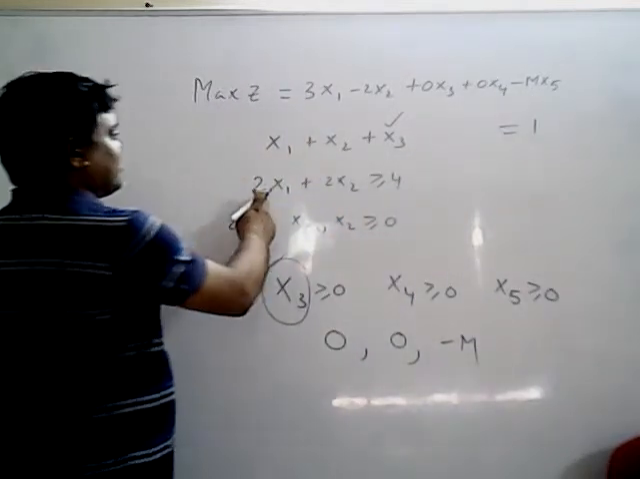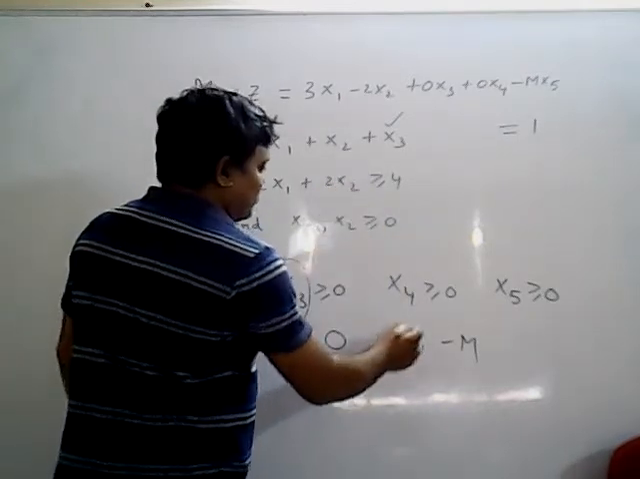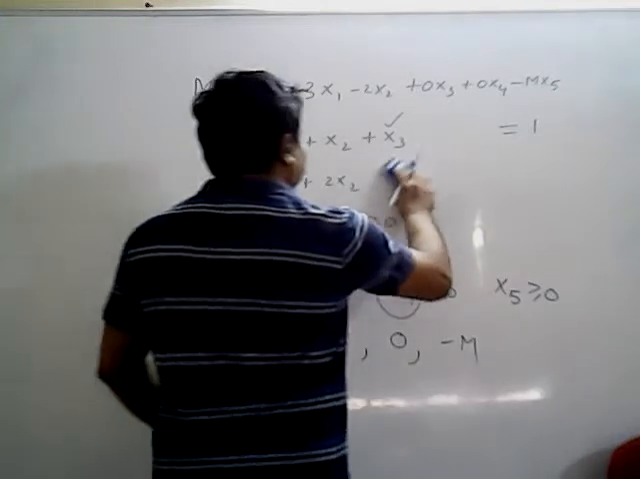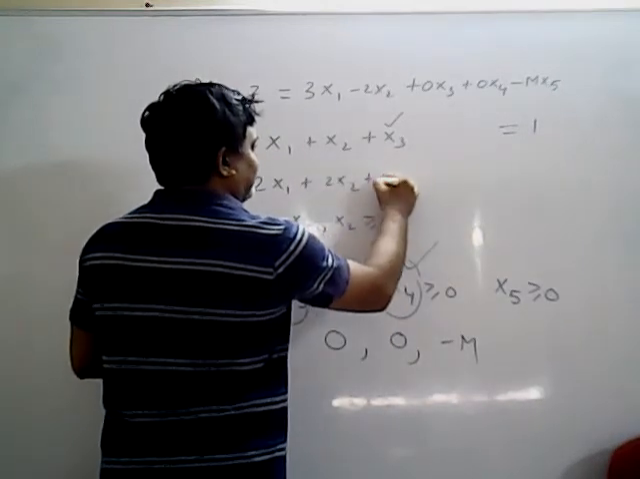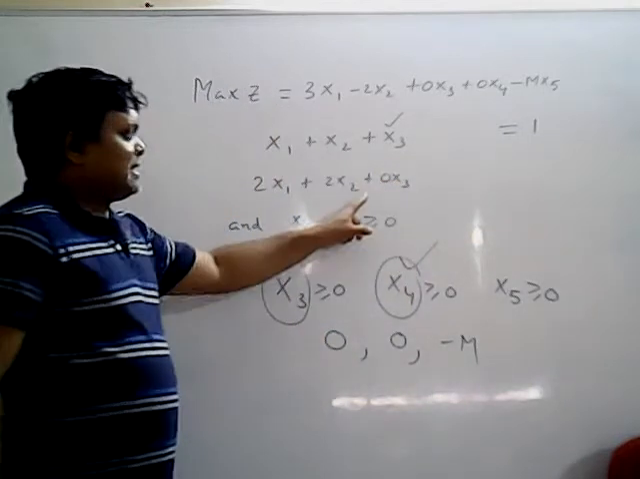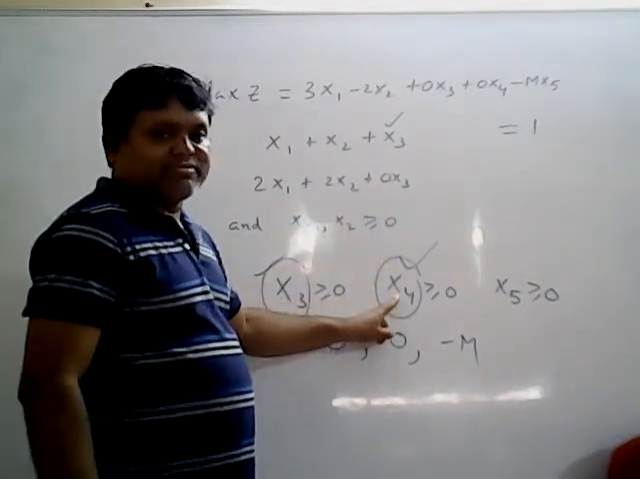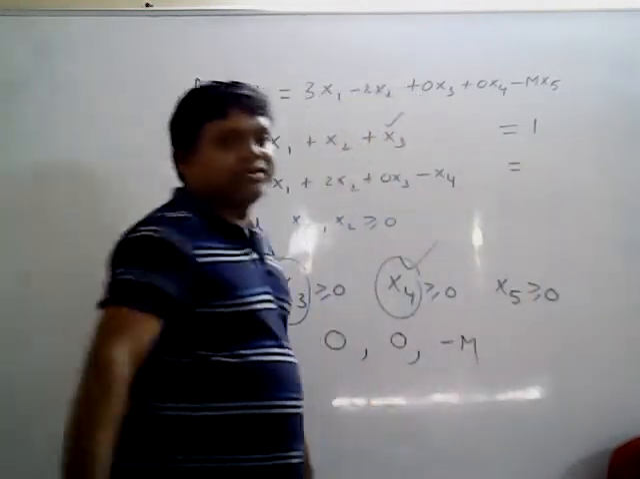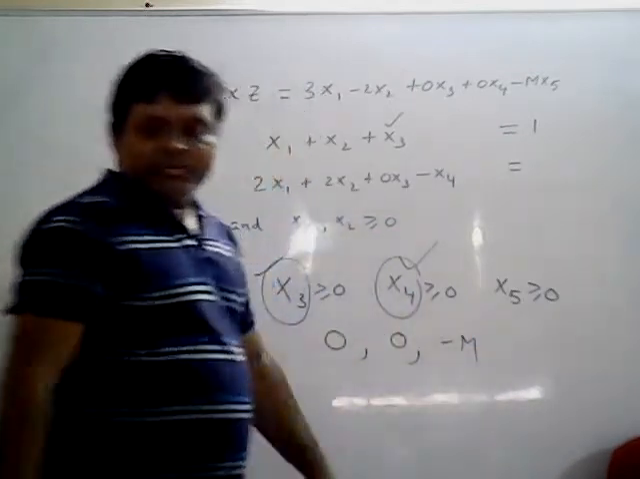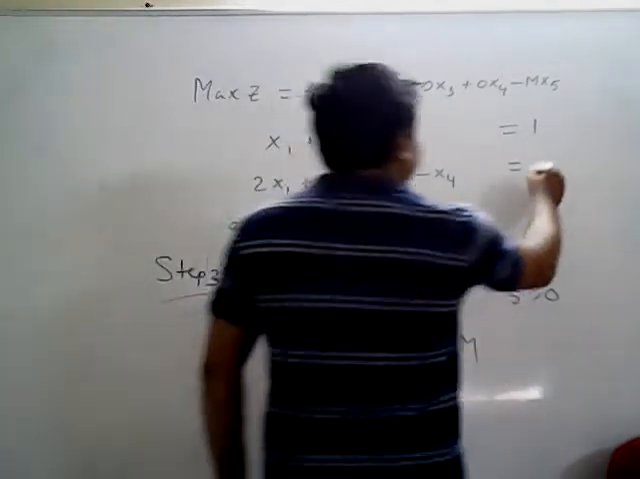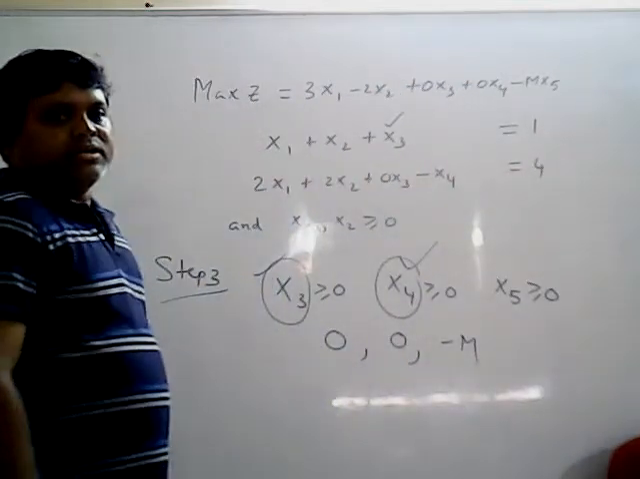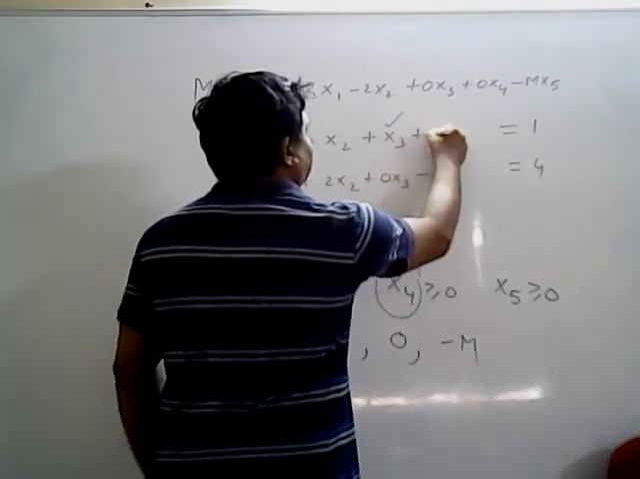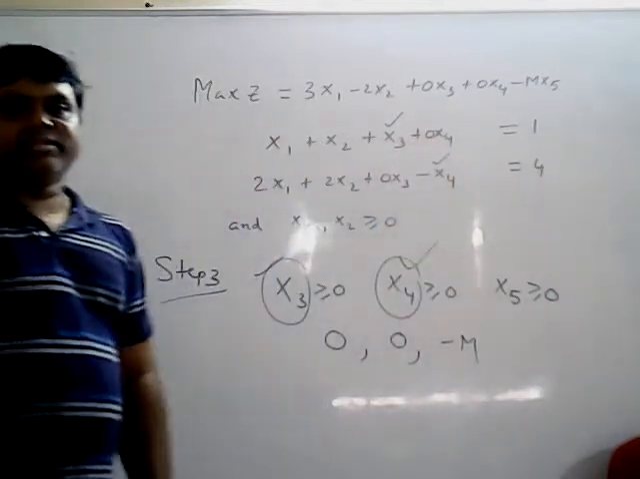Second constraint: 2x1 plus 2x2 greater than or equal to. Greater than or equal to means you require a surplus variable. A surplus variable is always subtracted. x3 is already added in the first constraint, so what is the x3 value here? 0x3. Now the second constraint is greater than or equal type, so the surplus variable is subtracted. Minus x4, so that the inequality becomes equivalent to the value 4. This is a surplus variable, it is subtracted, so in the first constraint the value of x4 is 0x4.